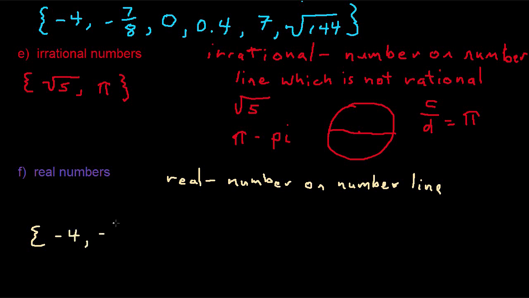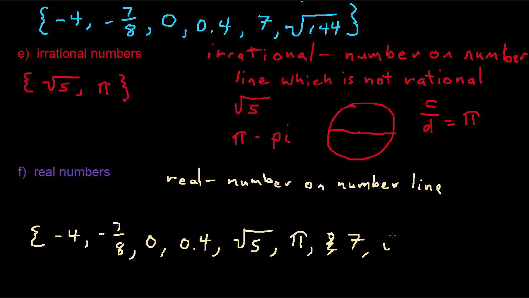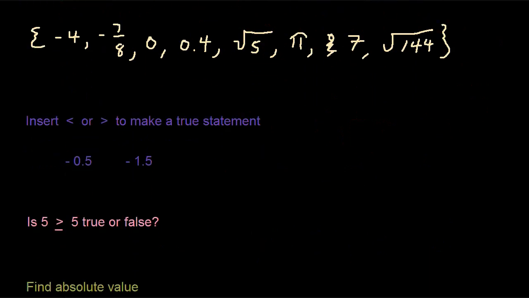It's the rational numbers, -4, -7/8, 0, and 4/10. Also, we can throw in our irrational numbers, square root of 5 and pi. And let's put in 7, and also the square root of 144, which is 12. And there are the real numbers.